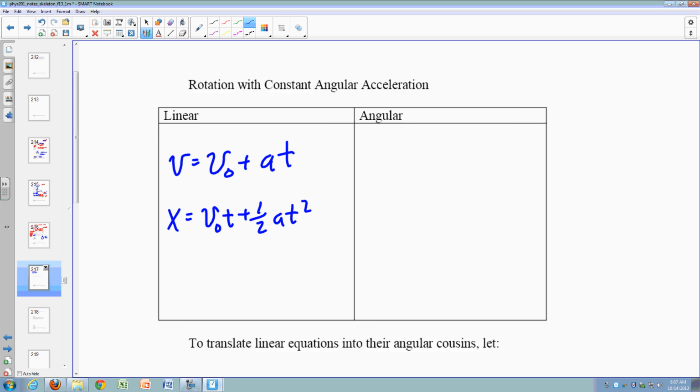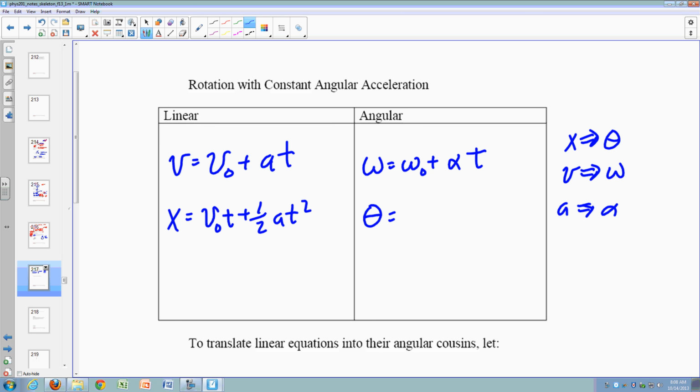But we can find our angular equations just by replacing x with theta, replacing v with omega, and replacing a with alpha, and then they look like this. Omega equals omega naught plus alpha t, and theta equals omega naught t plus 1/2 alpha t squared. Remembering always that we use radians for these.